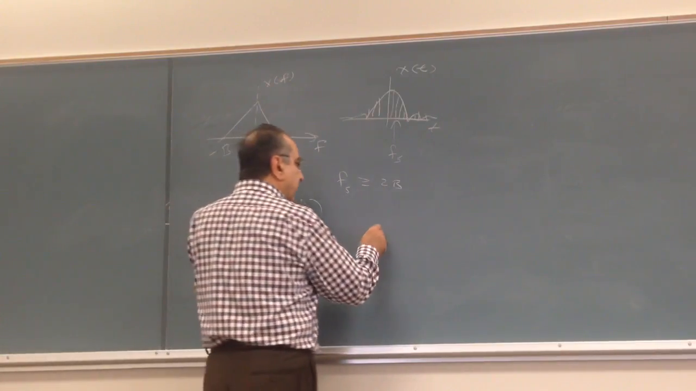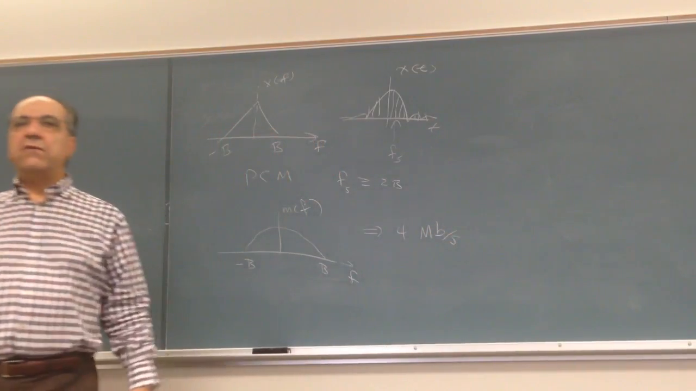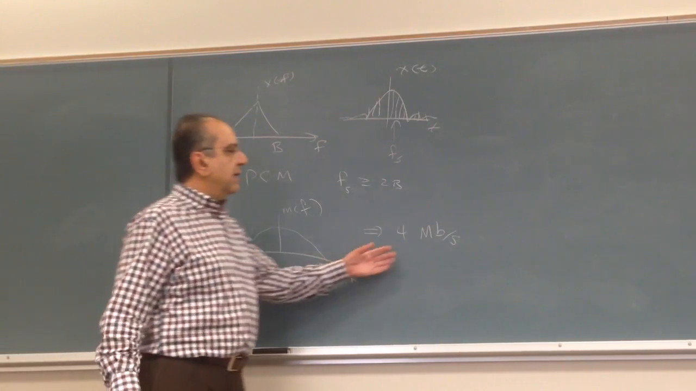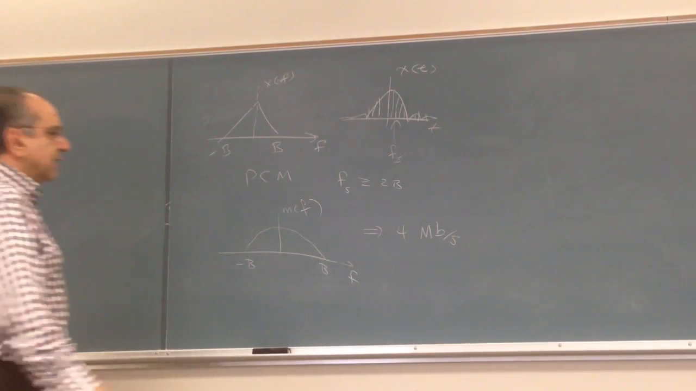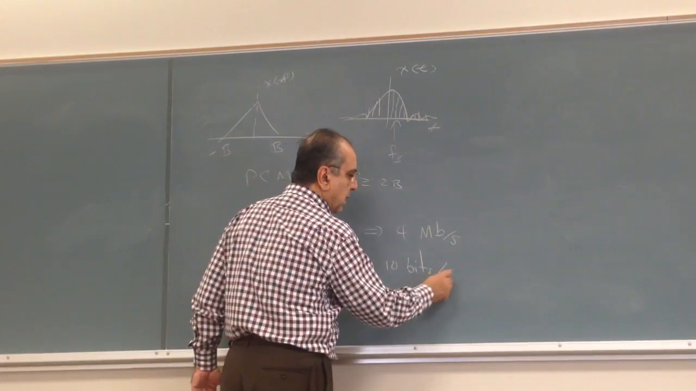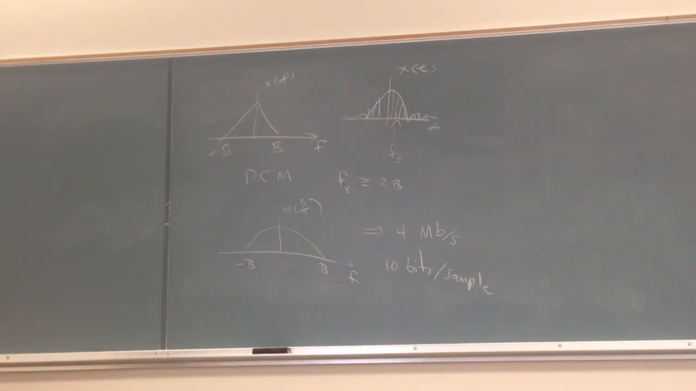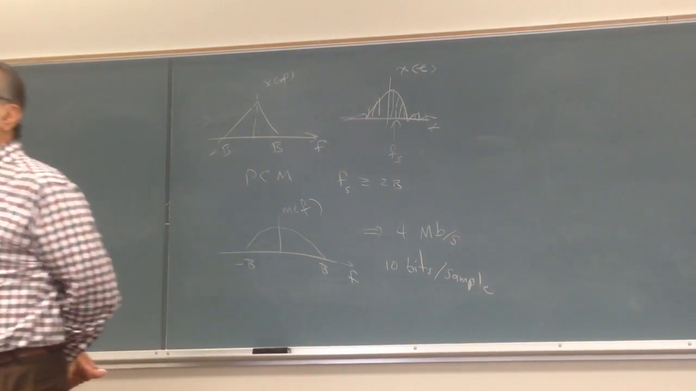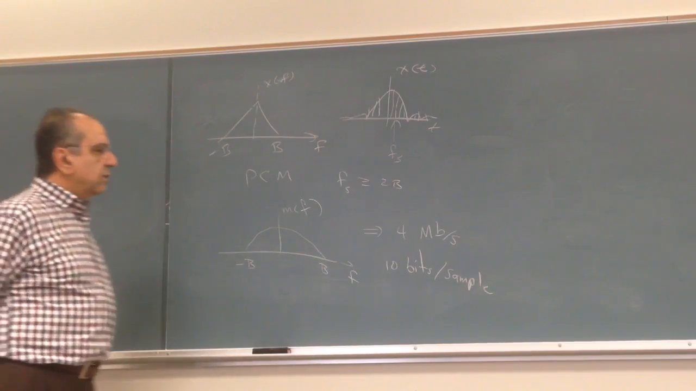Let's say after you do all of this, you achieve a bit rate of 4 megabits per second. You're transmitting this signal in PCM format at 4 megabits per second. And you already know each sample has, let's say, 10 bits. So you're transmitting this PCM signal over a channel with a rate of 4 megabits per second, and your samples are converted to 10 bits each.